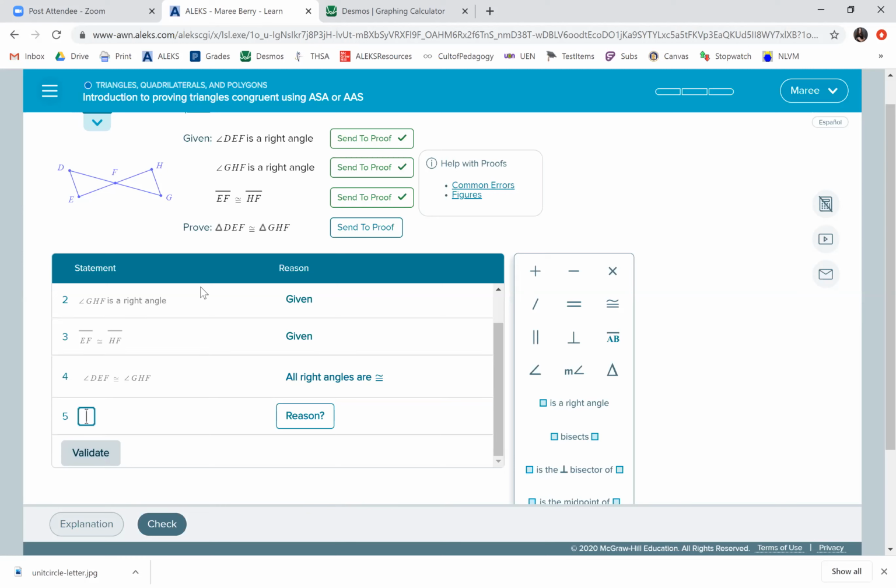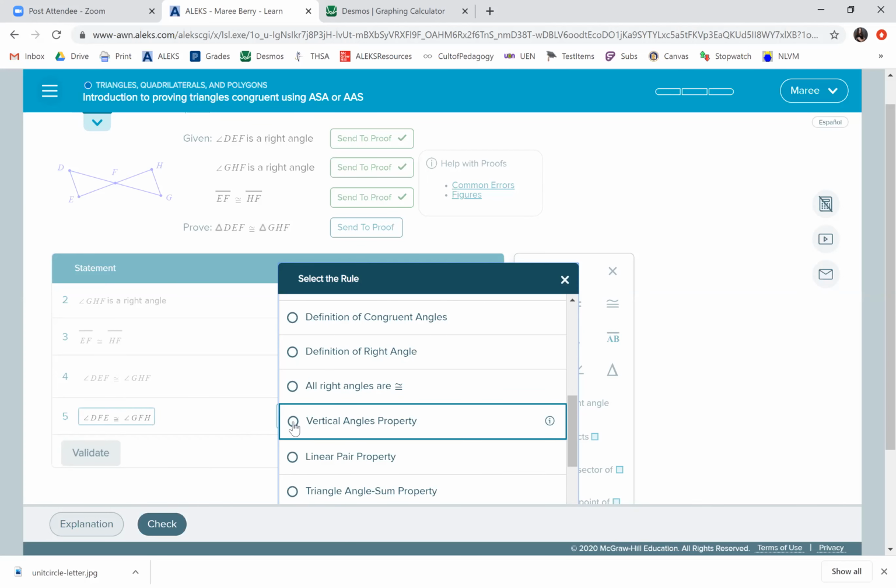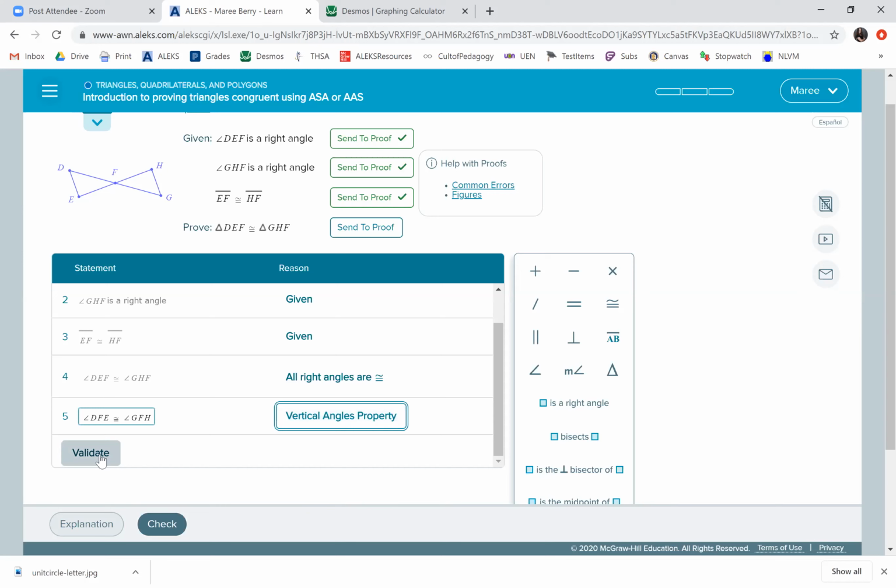Then we're going to need the vertical angle. That's just the one we're going to do. So we'll do angle DFE is congruent to angle. Now I have to do the right order. So I did first, third, second. So I'm going to do GFH. And that's for vertical. Let's see, vertical angles property. I thought it was just all vertical angles are congruent.